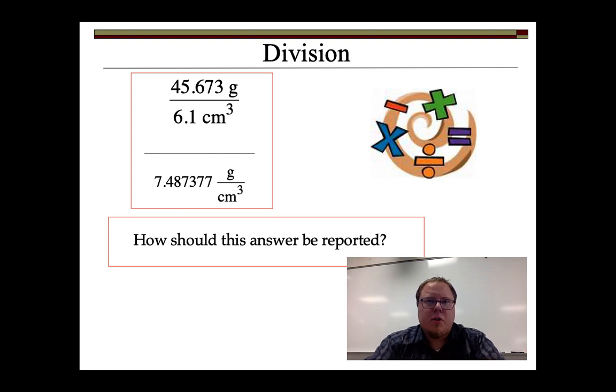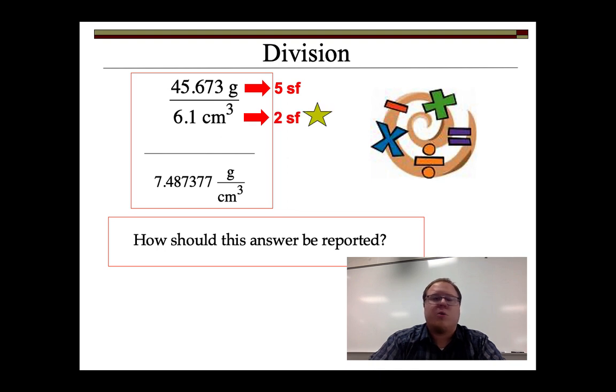Well, how many significant figures do the measurements I used to get it have? So this first one, 45.673, has 5 significant figures. The second one, 6.1, has 2 significant figures. 2 is lower than 5. Okay, so I want to round my answer so that it also has 2 significant figures, because that is the lower of these two.